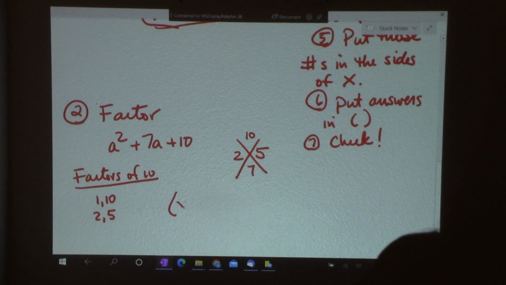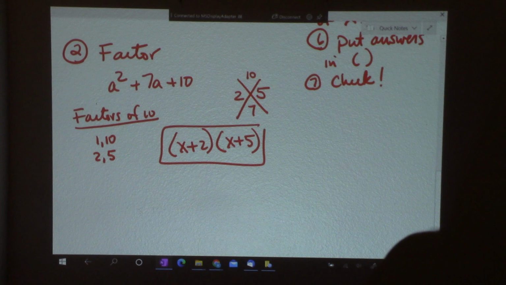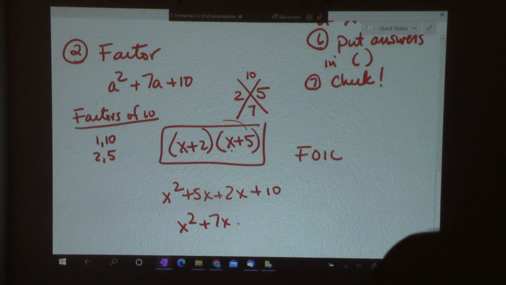And then I've got x plus 2 and x plus 5. That's my answer. Now let's check it by using FOIL. So x times x is x squared. Outside is x times 5. Inside is 2 times x. And last is 10. So I get x squared plus 7x.